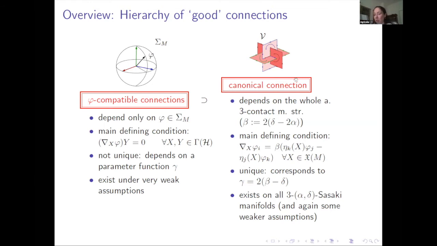Now, our notion of canonical connection. First, it's going to depend on the whole almost contact structure. For example, in the 3-alpha-delta Sasaki case, you introduce a new constant beta, which is just twice delta minus 2 alpha, and we shall see why this number is interesting. Because the main defining condition is, in fact, that nabla x phi is some constant beta, and not, again, not zero, but at least a linear combination of phi j and phi k, where the coefficients depend on the vector field x. So particularly in the horizontal space, it's going to vanish, and on the vertical space, it's given by that formula.